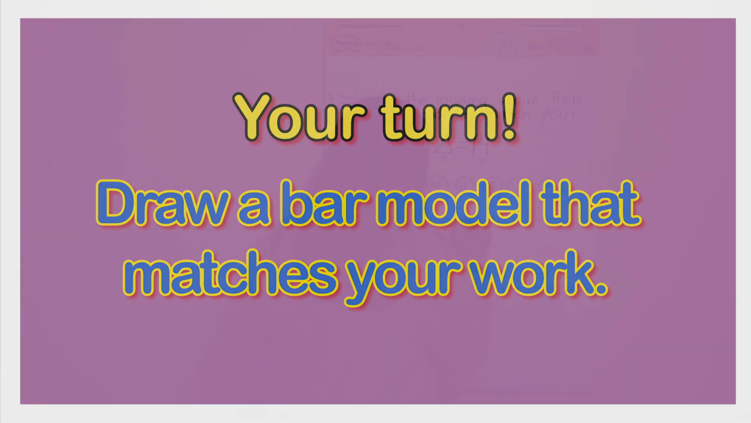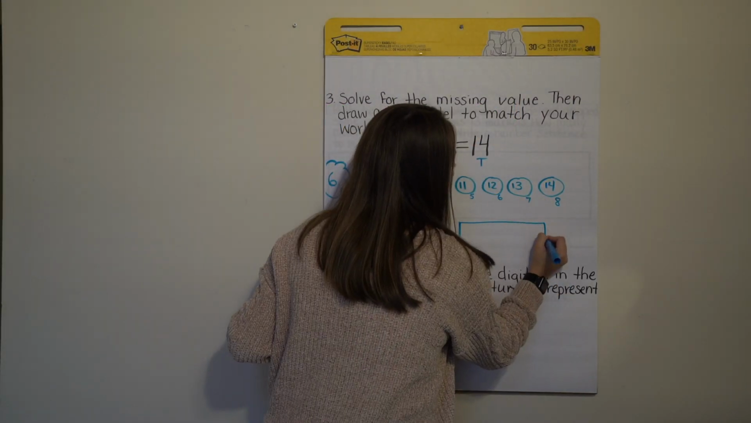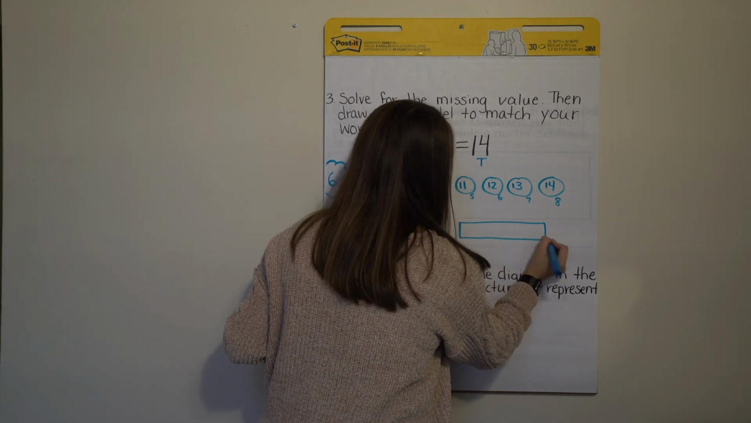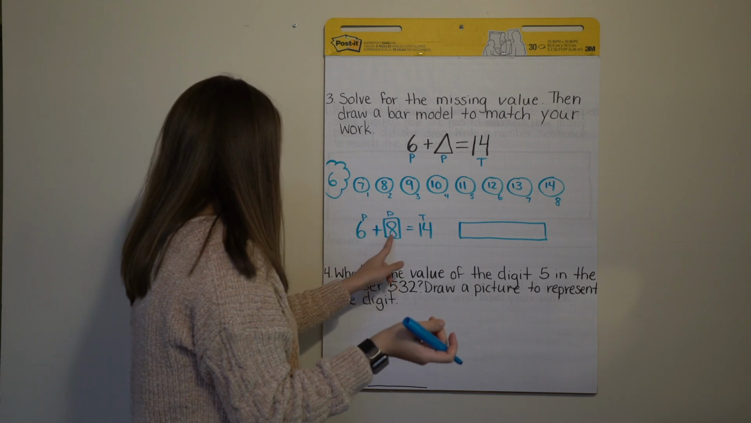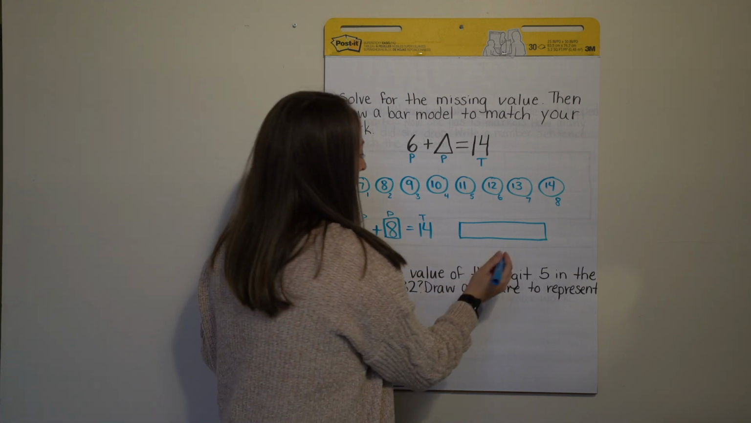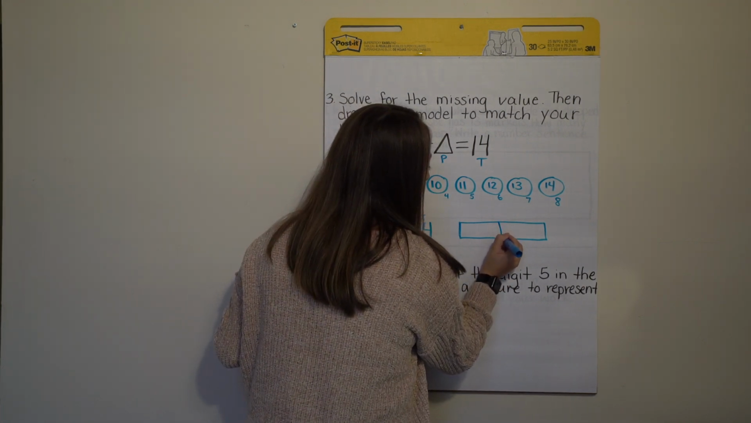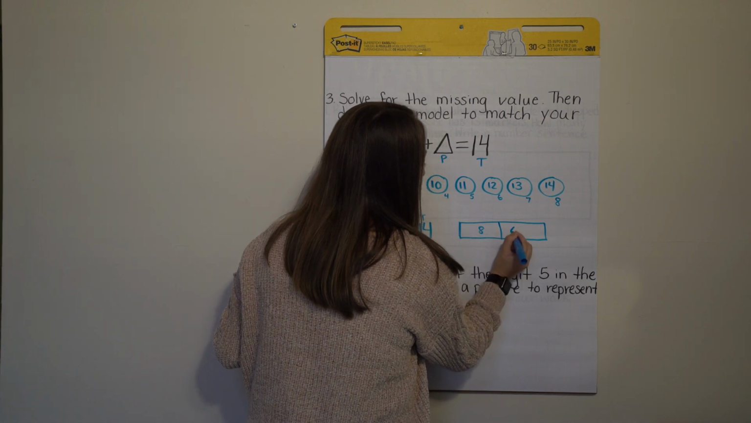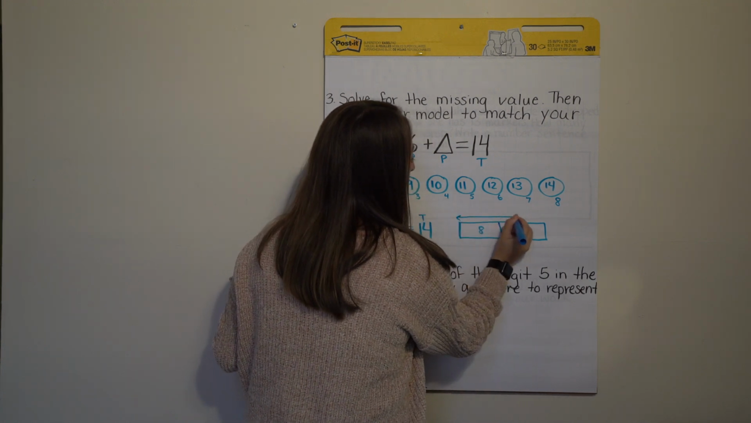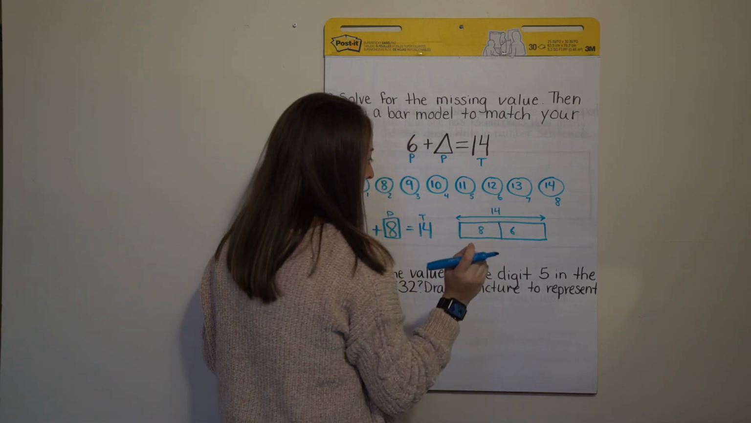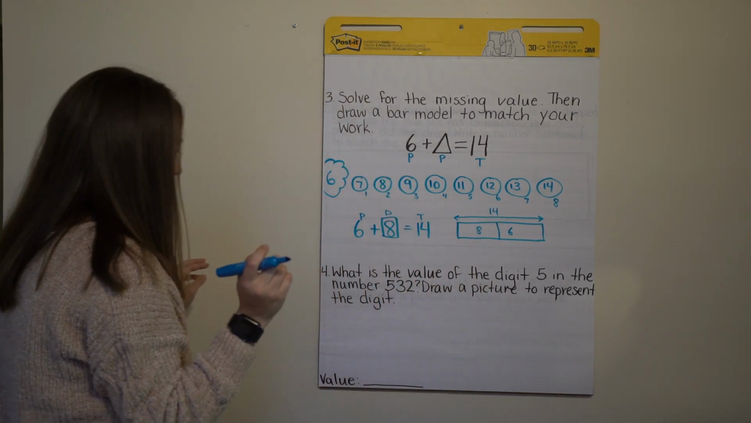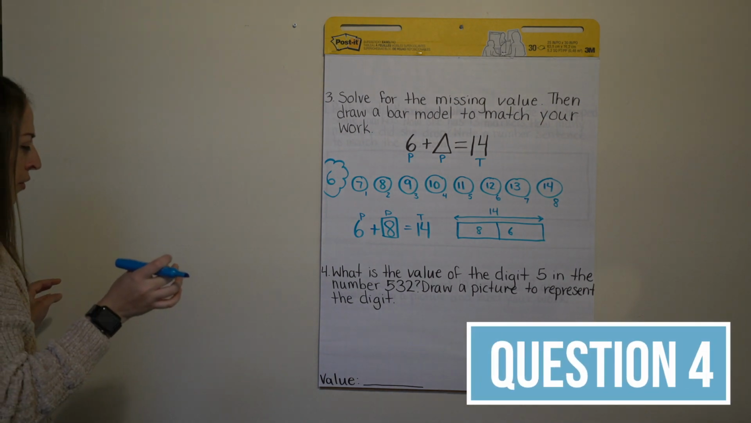Okay, so drawing this long rectangle, and for my parts I want to make sure that my 8 is a little bit bigger than my 6, and I'm drawing that arrow at the top, and my total should be there. Okay, let's move on to question number 4.